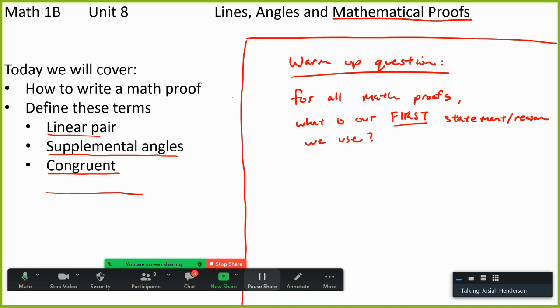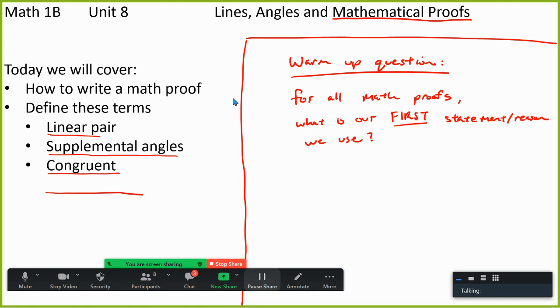Quick question, Levi. I asked the whole group. In the red box I just drew, if you can remember or see it in your notes from yesterday, what is the first statement and reason that we always use for all math proofs? All of our math proofs will be a little different because it's different information that we have, and a different thing we're supposed to prove. But there's something consistent and the same that we'll always do every time.